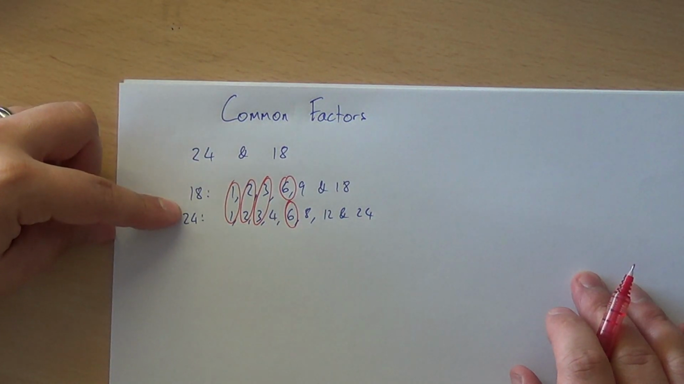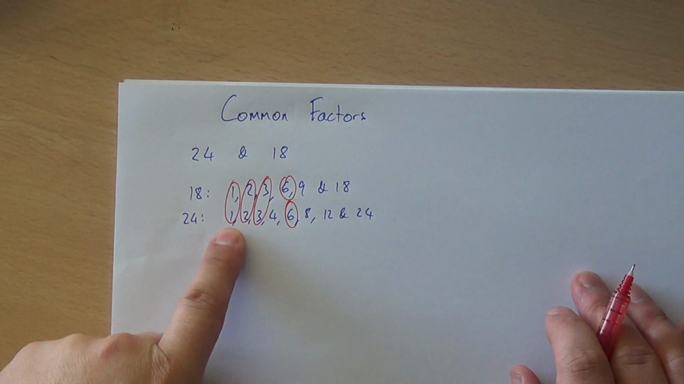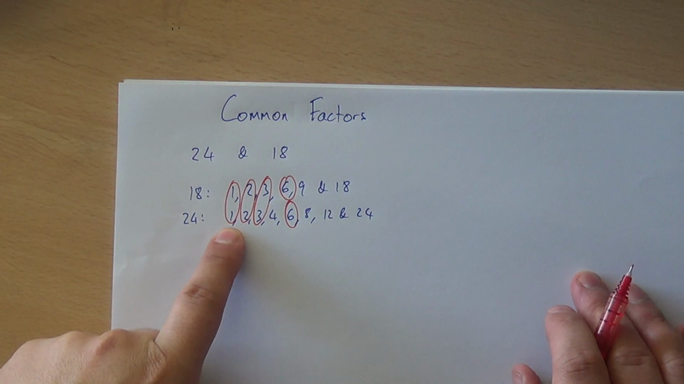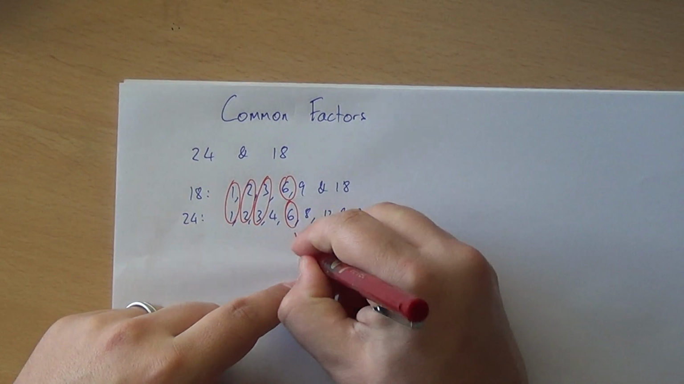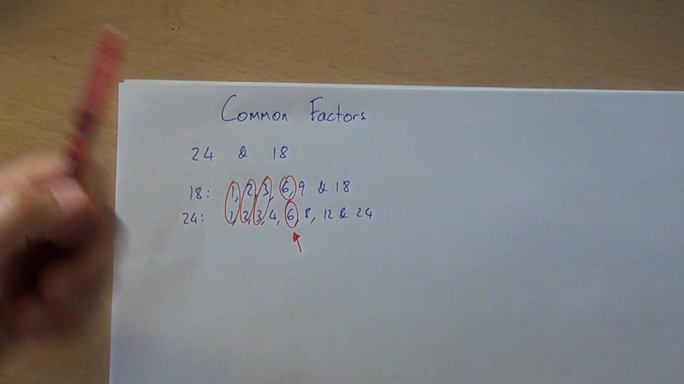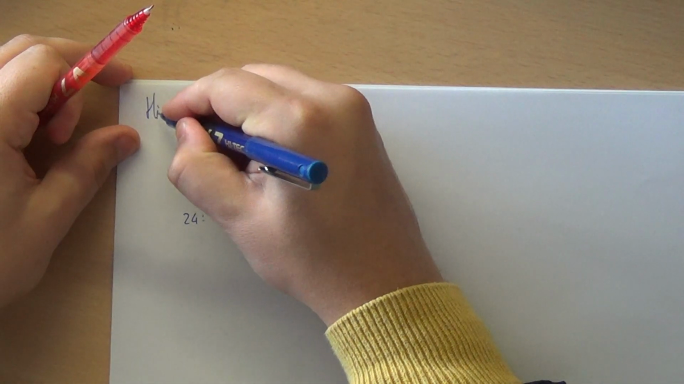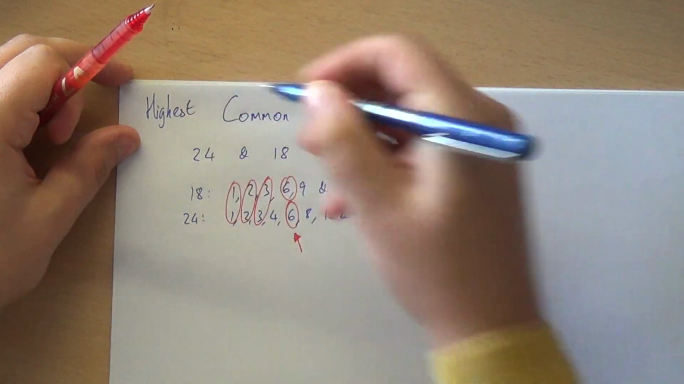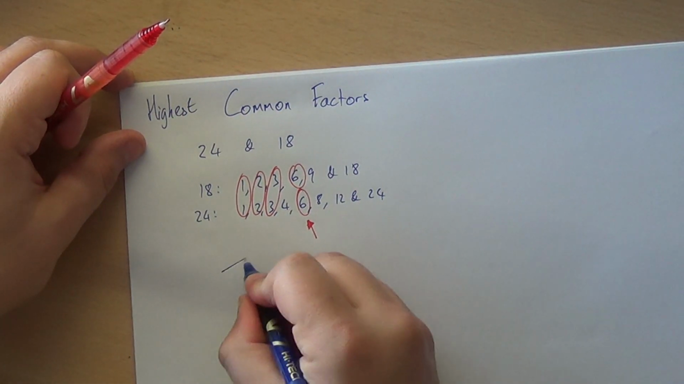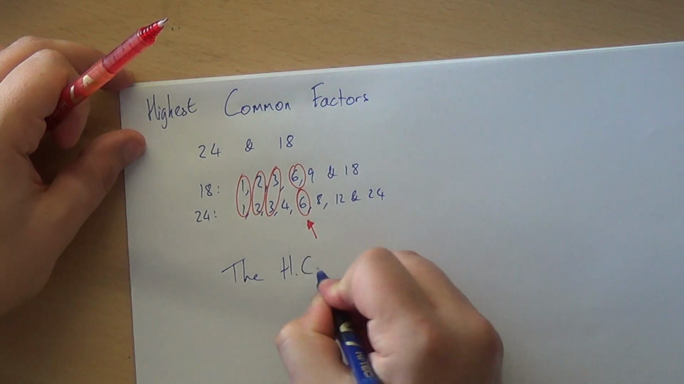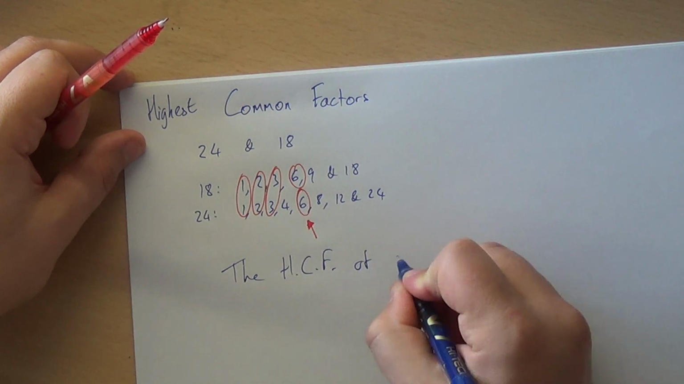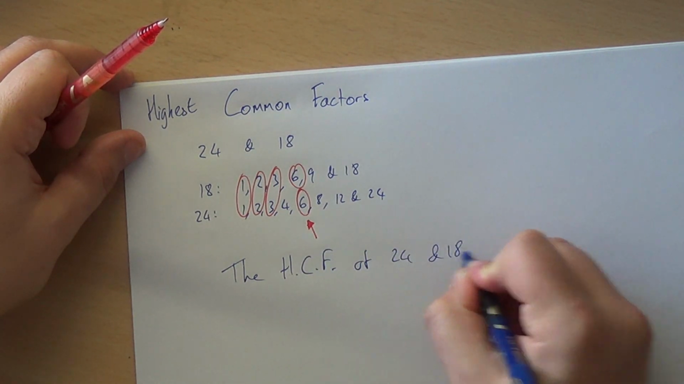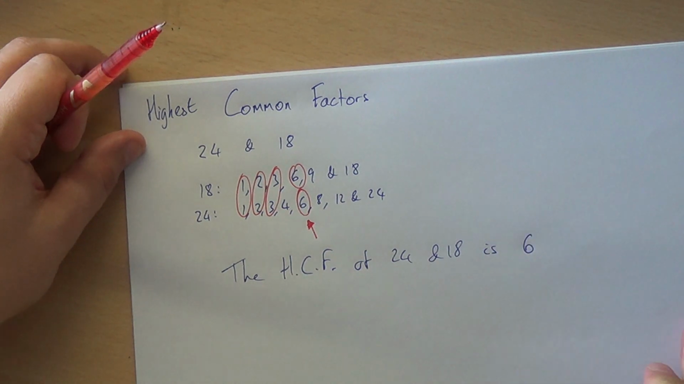Now any list of numbers will share 1 as their lowest factor. So the lowest common factor is never interesting, but the highest common factor varies. That's the one that we might care about in certain situations. The highest common factor here is 6. So the HCF of 24 and 18 is 6.